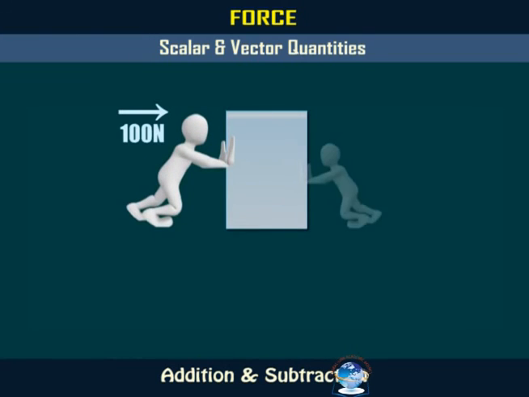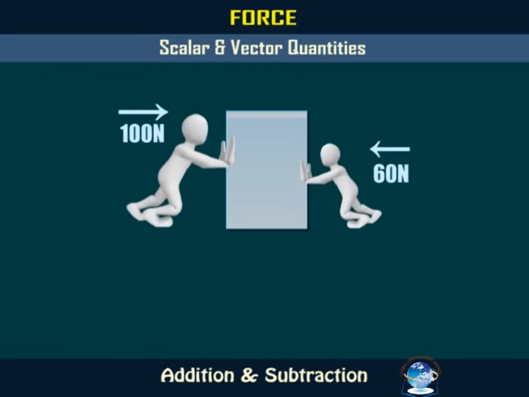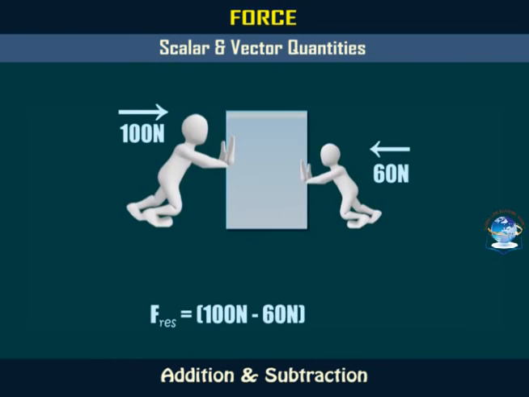What if the 60 newton force now pushes from the opposite direction? The resultant force will be the difference between them. If you take the left to right direction to be positive and the right to left direction to be negative, then the resultant force will be 100 minus 60, which is 40 newtons towards the right.